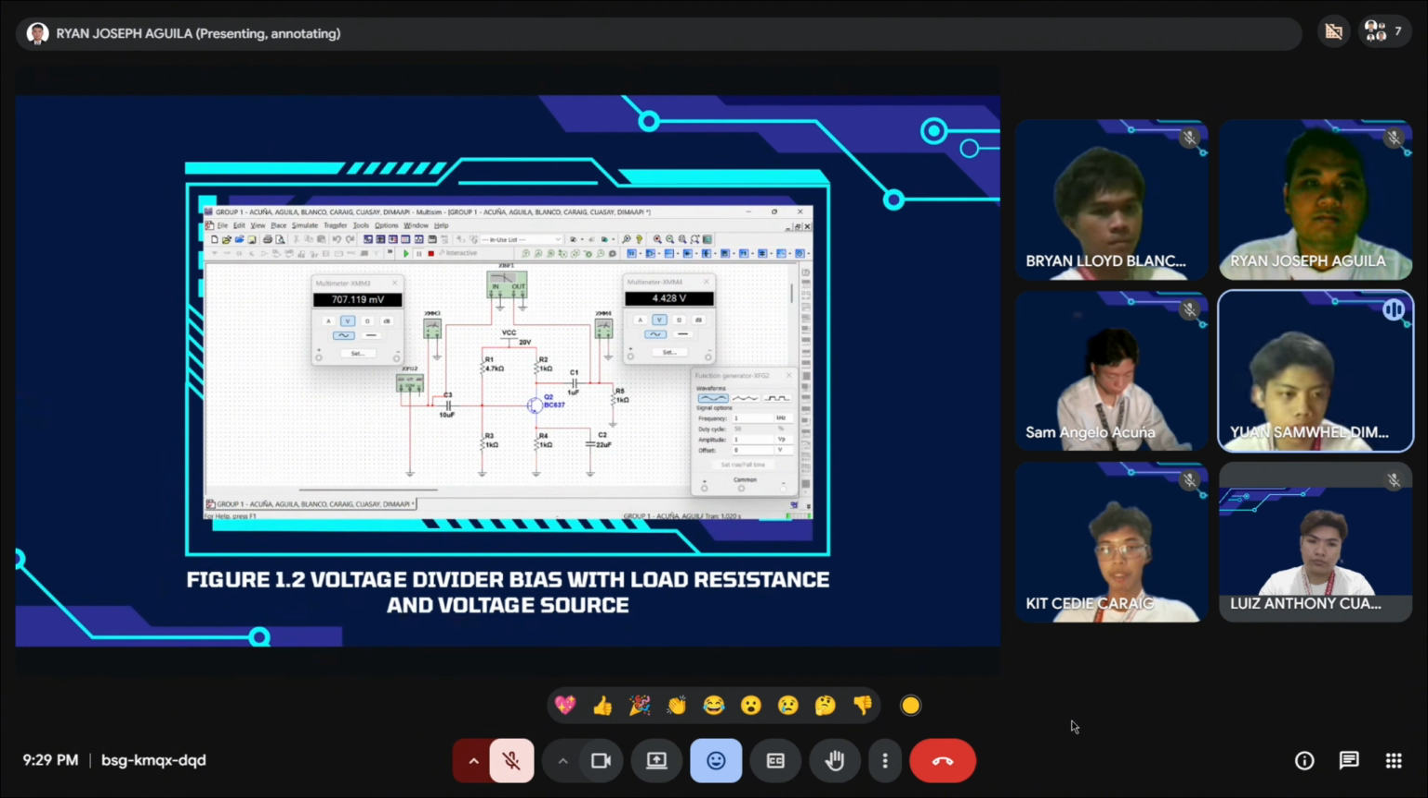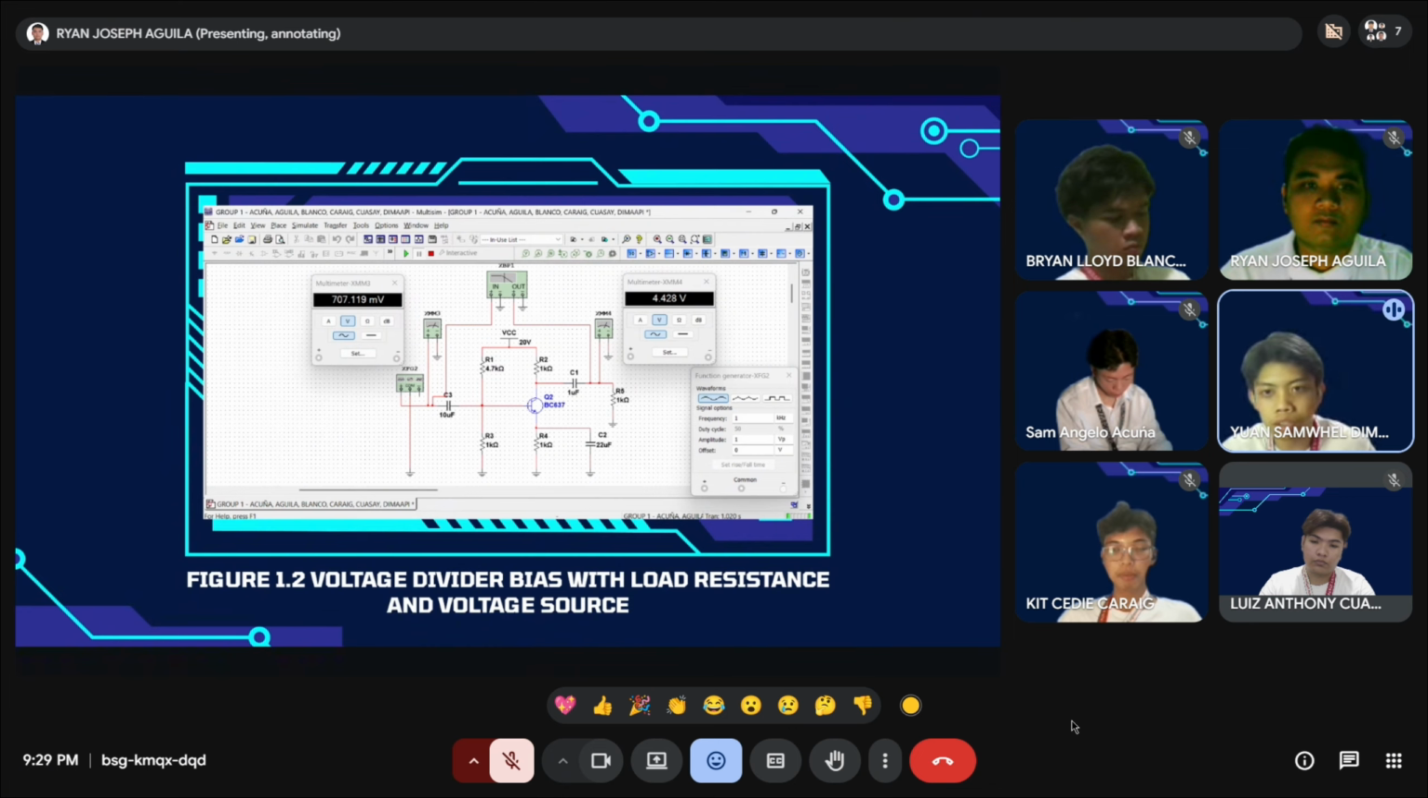For the next figure, we connected two multimeters to the circuit to measure the input and output voltages. We placed the multimeter near the function generator for the input voltage, then placed the second multimeter near the load resistor to measure the output voltage. The value for the input is 707.119 millivolts, and the value for the output voltage is 4.428 volts, where both of these values will be important to determine our cutoff frequencies.